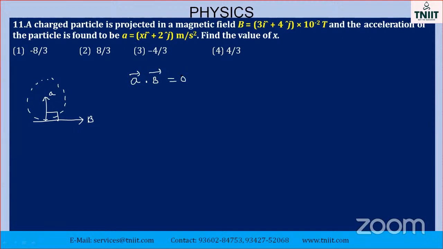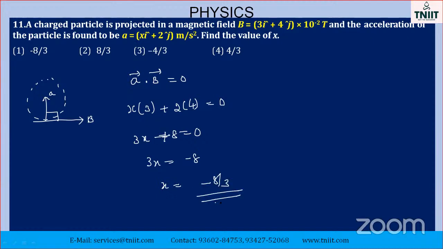Why should the dot product be 0? Since these two are perpendicular to each other, the dot product should be 0. So x into 3 plus 2 into 4 should be equal to 0, or 3x plus 8 equals 0, or 3x is equal to minus 8, or x is equal to minus 8 by 3. So what is the value of x? Minus 8 by 3. Option 1 is the right answer.